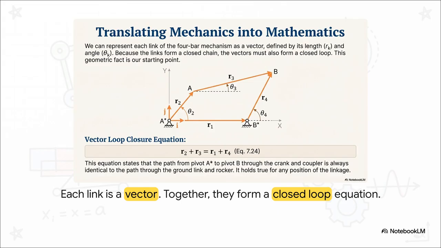Now, since they're all hooked together in a loop, it means if you start at one point and you follow the vectors all the way around, you have to end up right back where you started. It's that simple. And that little geometric fact gives us our key, the vector loop closure equation. All it's saying is that going over the top, through the crank and the coupler, is the exact same as going along the bottom, through the ground link and the rocker. And believe it or not, this one simple equation governs the entire motion of this machine.